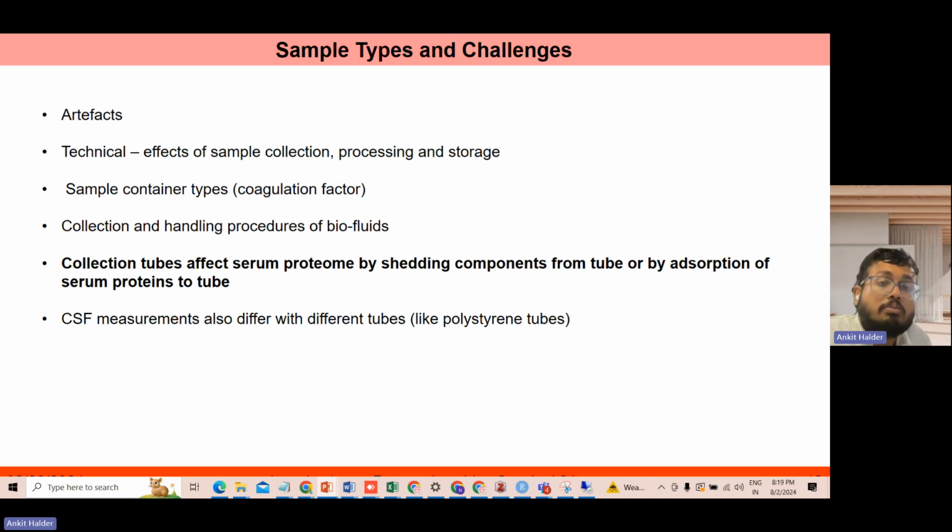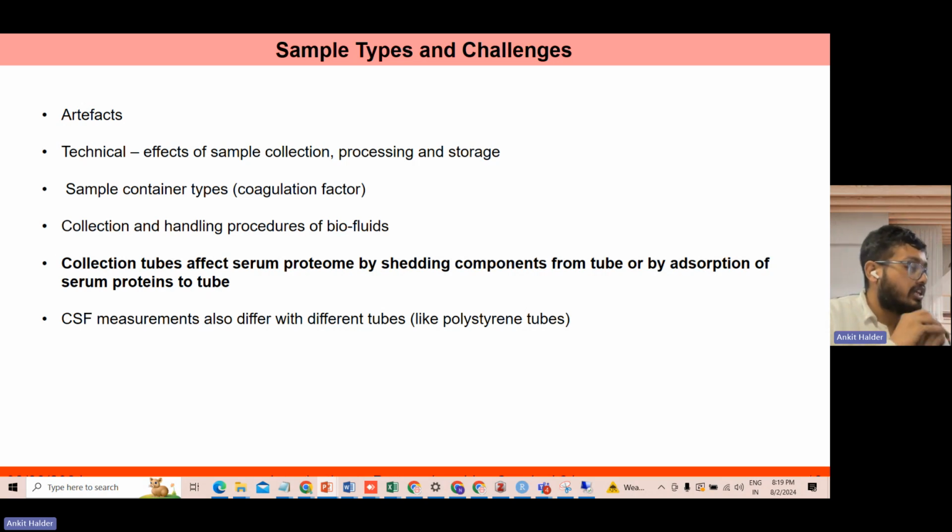And the second major problem is that all the artifacts introduced in your sample won't be uniform enough. What do I mean by that? For the samples you would be using, in one particular sample in one tube, the rate of absorption or the way the proteins are shed will be quite different. All these things will be quite different, and it will vary from sample to sample.